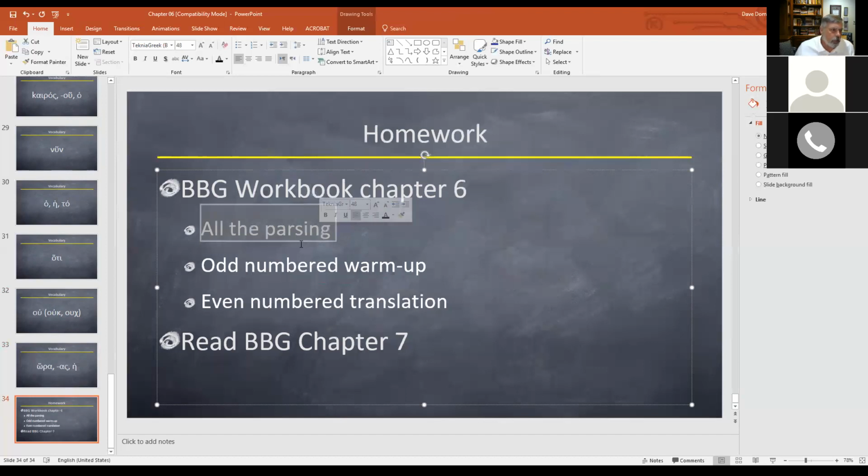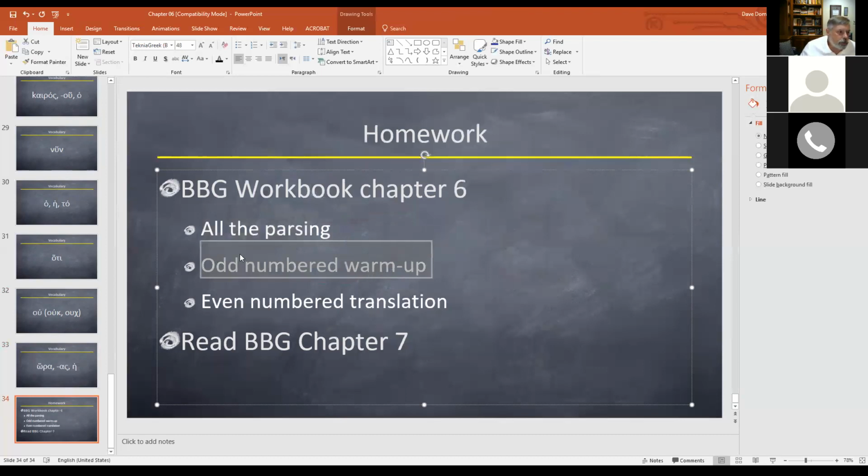There may be some others. But anyway, all the parsing, I think there's 10 of them. So that gives you a practice. Do the odd number warm-up exercises. The warm-ups are normally pretty easy. Normally the warm-ups are not from the Bible. The translations are from the Bible.